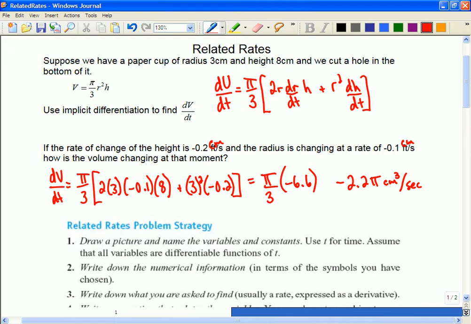If you are trying to determine what that is actually telling me, that tells you if you were to take a knife, right? We've cut a hole in the bottom of this cone. If we were to take a knife and at that very instant slice right across, the amount of water that's come out of it at that instant is negative 2.2 pi centimeters cubed per second. So at that instant, that's how much water just left the cup.